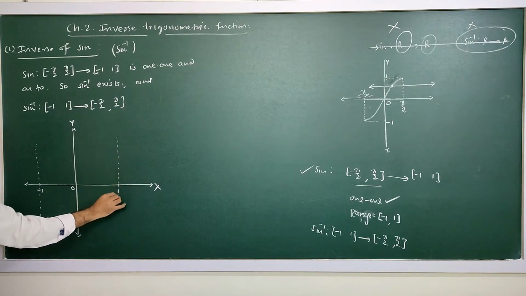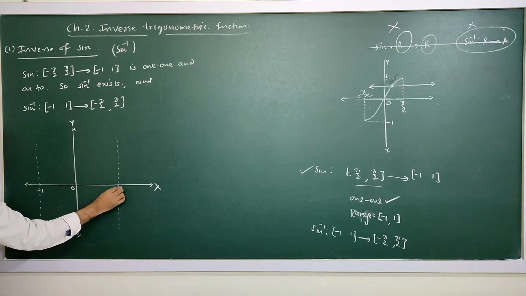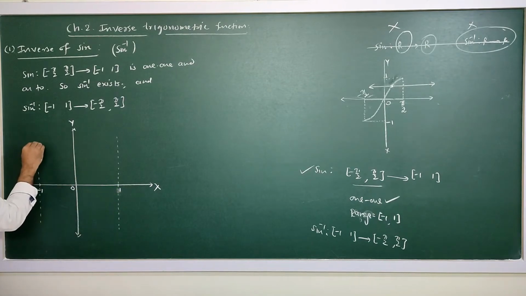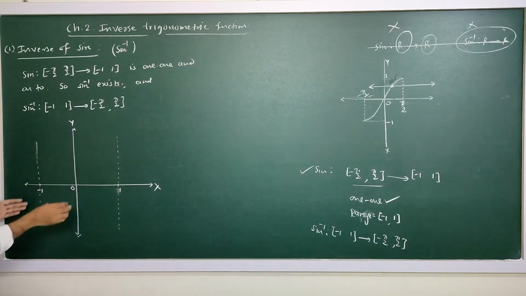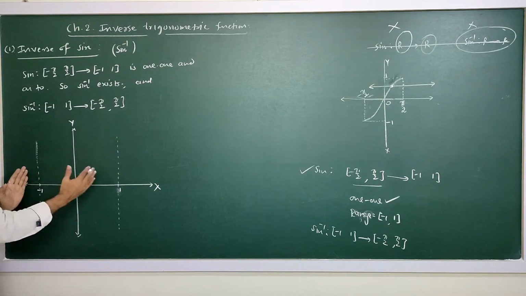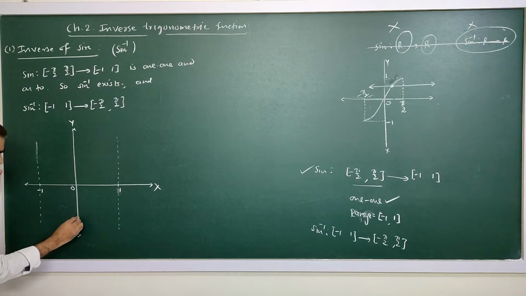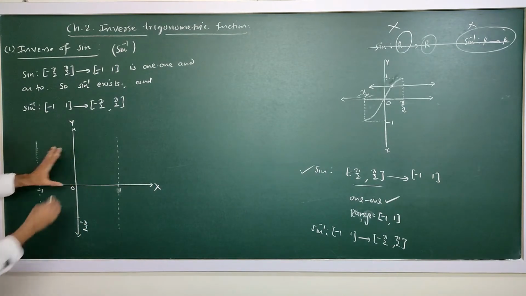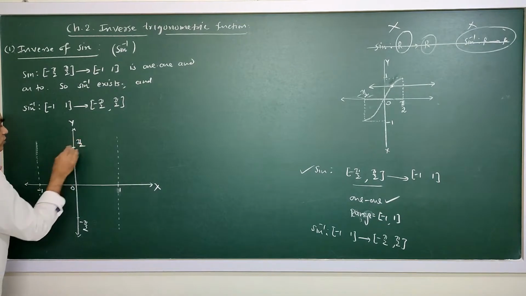Here we are putting limitations to draw the graph perfectly. Domain is between these two numbers, minus 1 to 1. Codomain is minus pi by 2 to pi by 2. Somewhere here minus pi by 2, and at the same distance on the upper side plus pi by 2.